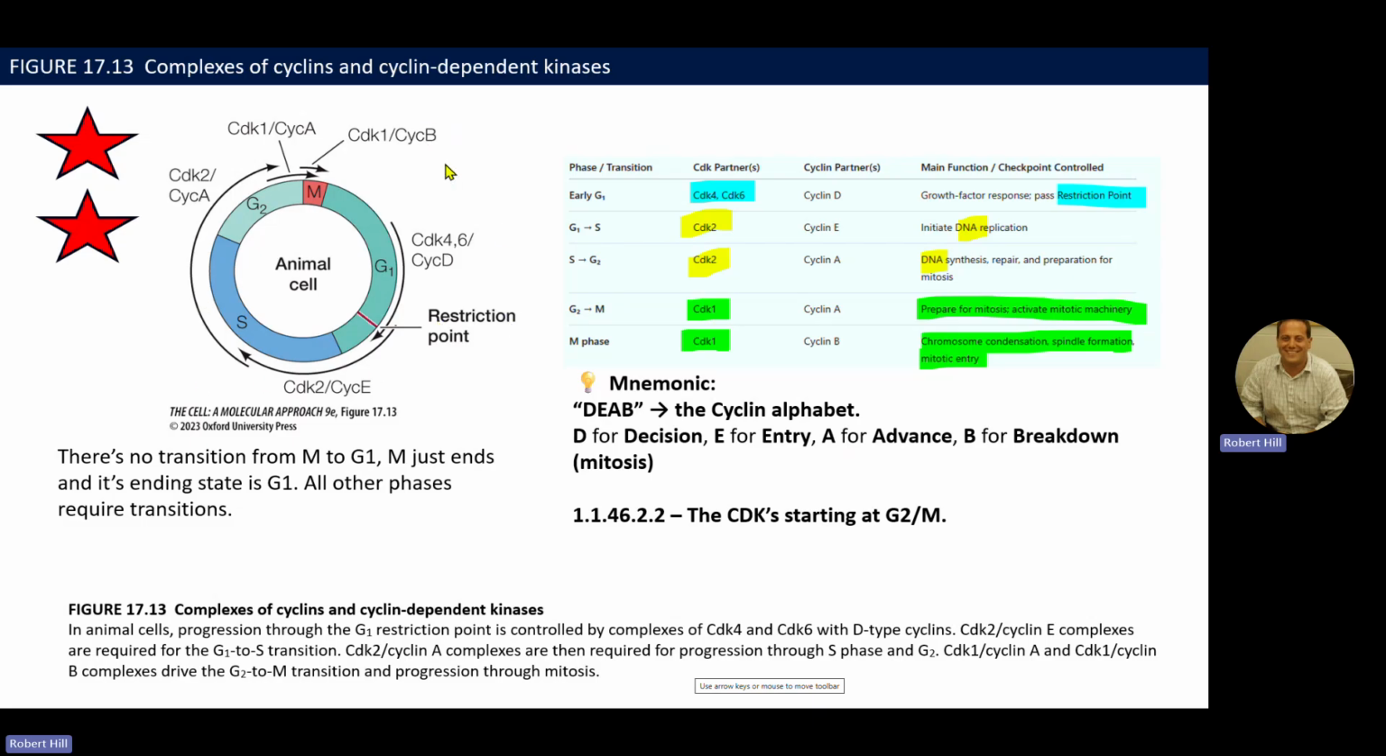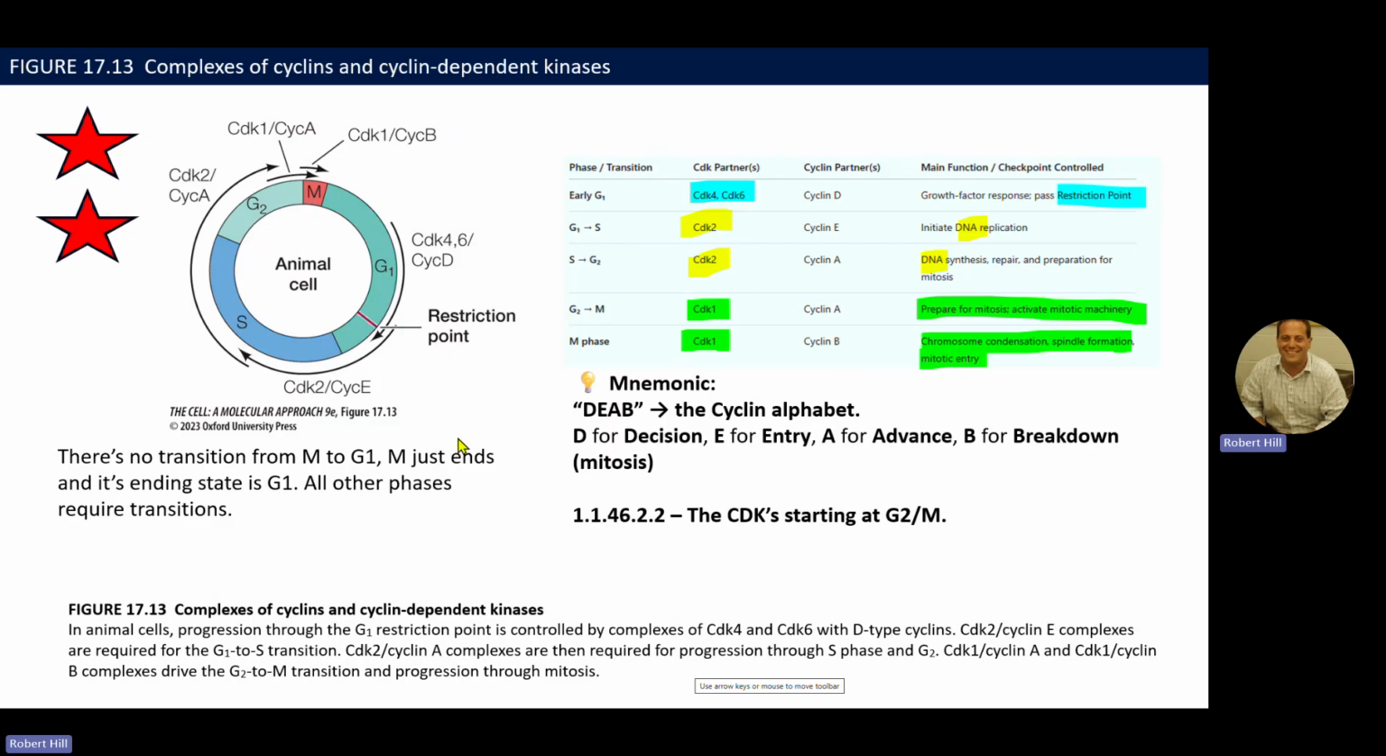D, E, A, B. And then for the CDKs, it's 1, 1, 4, 6, 2, 2. You start here up at M. It's 1, 1, 4, 6, 2, 2. And if you look, these CDKs have common roles. CDK2 has involvement in DNA. CDK1 has involvement in cell preparation and getting ready for M. CDK4 and 6 has to do with that restriction point.